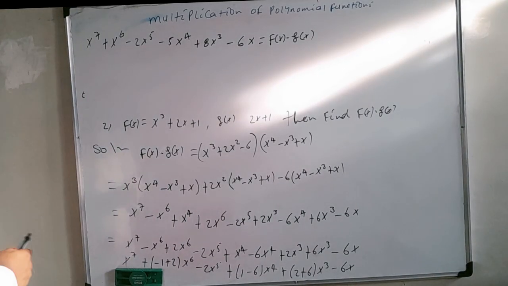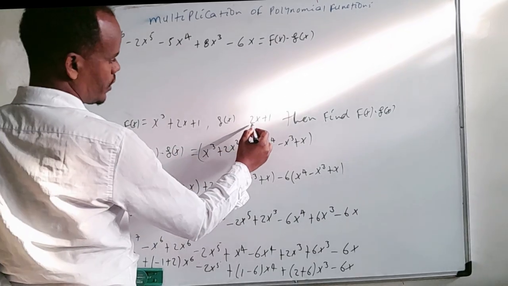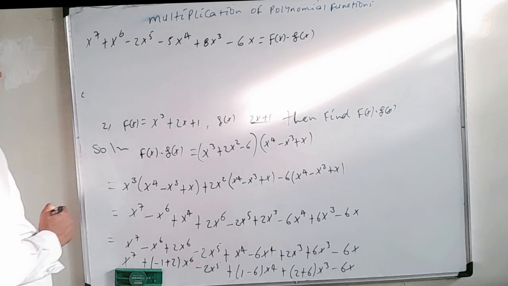Okay, the next one is number 2. f of x is x to the power of 3 plus 2x plus 1. g of x is 2x plus 1.